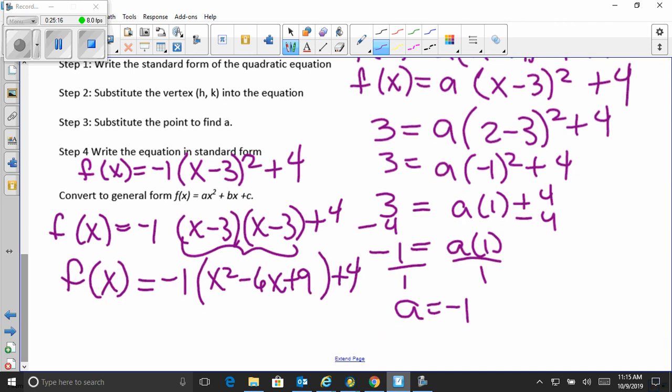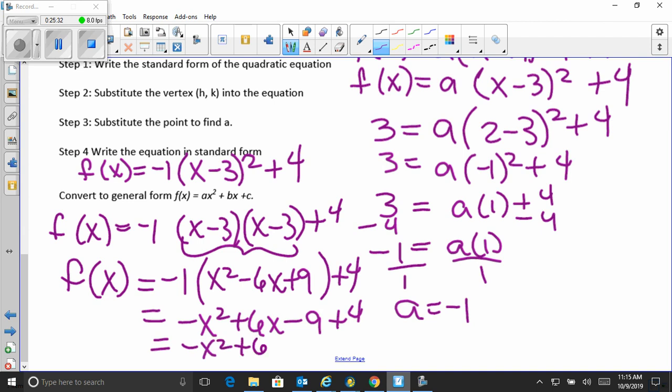Goes back to that one that we completed the square on. We're going to distribute that negative: -x squared plus 6x minus 9 plus 4. And then do that math right there. So -x squared plus 6x minus 5. And that is the general form.